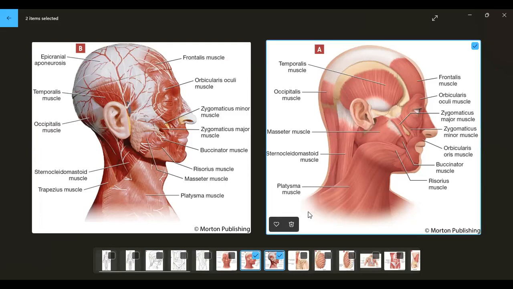When we get to the temporalis muscle, you can see it very well on this picture. So we'll just keep choosing these guys. And then on this model, you can see it there as well. The temporalis muscle is a synergist of the masseter in the closing of the jaw.